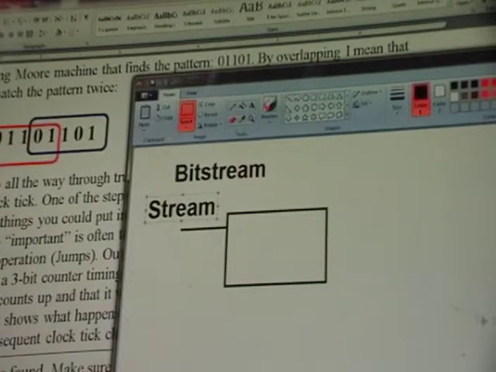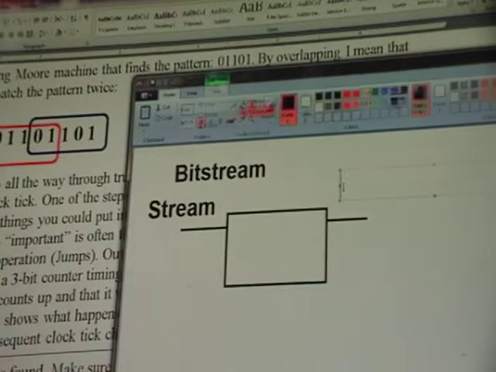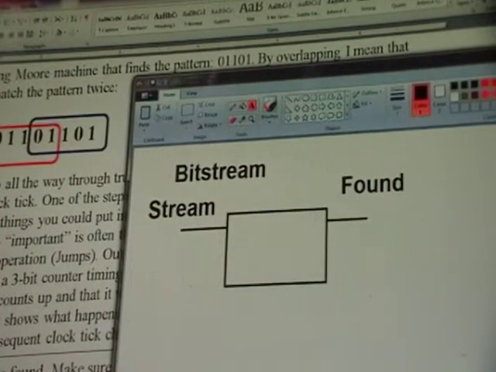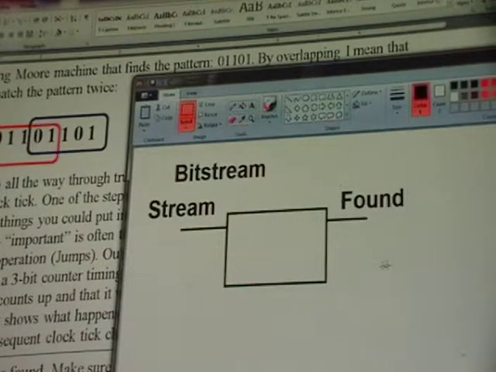And then, since this is a pattern matching circuit, you want to know when you found the pattern. So let's just call that found. Okay, is that still in the picture? Looks like it is. There's found.